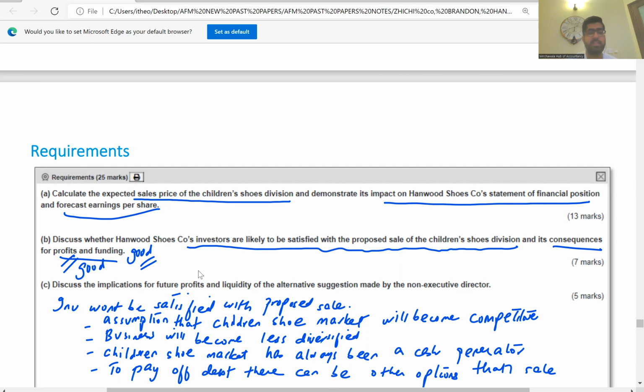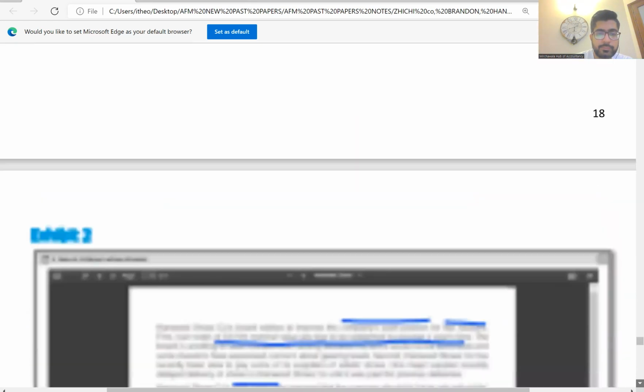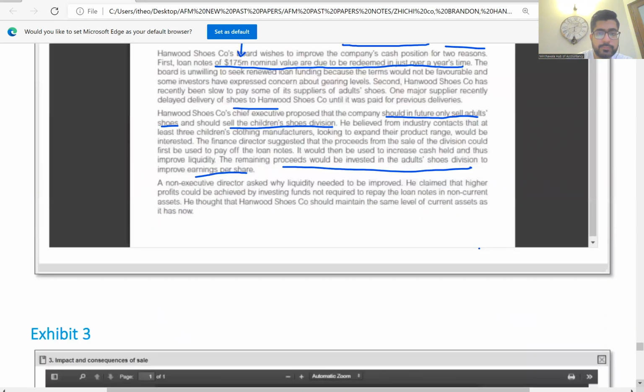Discuss the implications for future profits and liquidity of the alternative suggestion made by the NED. Now let's see what suggestion the NED has. The NED has asked why liquidity needs to be improved. He claimed that higher profits could be achieved by investing funds not required to repay the loan notes in non-current assets. He thought that Hanwood Shoes could maintain the same level of current assets as it is now. So maintain the same level of current assets and invest in non-current assets, so that higher profits can be achieved. No need to do liquidity.